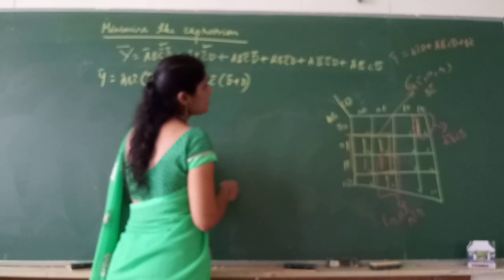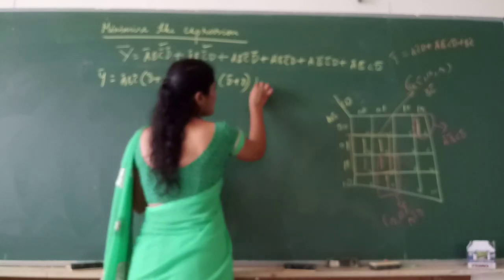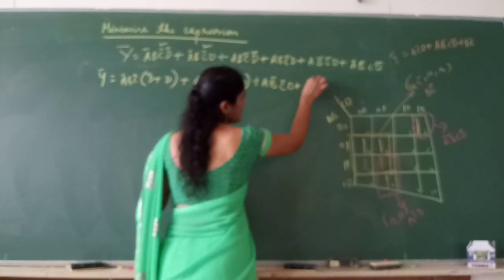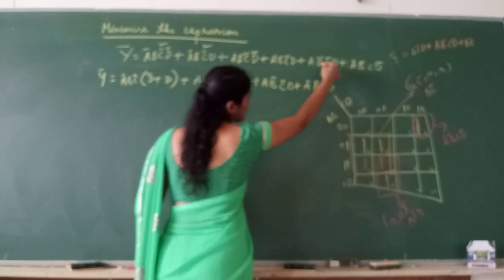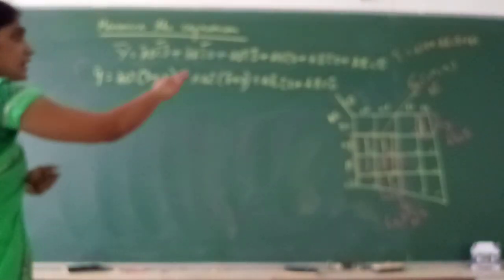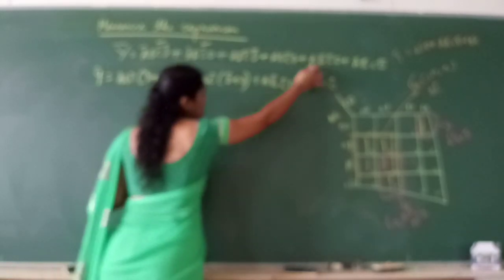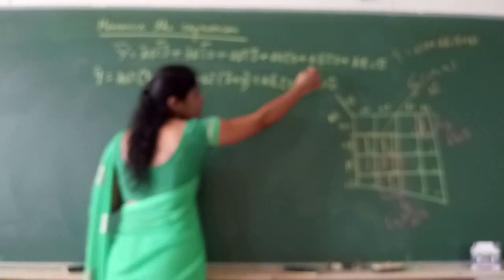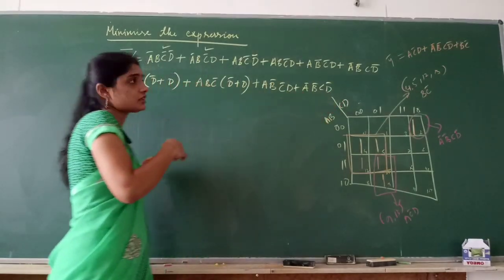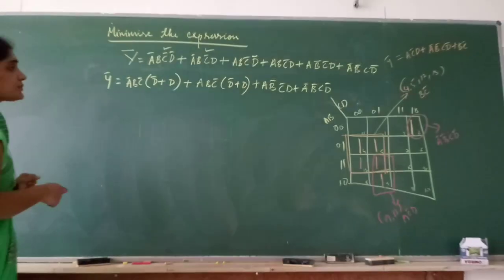b bar is common. Okay, let me keep this as it is: a, b bar, c bar d plus a bar, b bar, c d bar. Even if I take b bar outside, the equation will not be simplified further. So now let me keep these two as it is. Even if you take b bar common, whatever terms are inside the bracket will not be simplified further. So let us keep those two terms as it is.